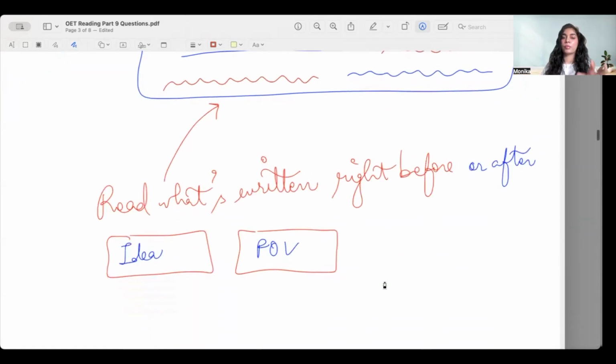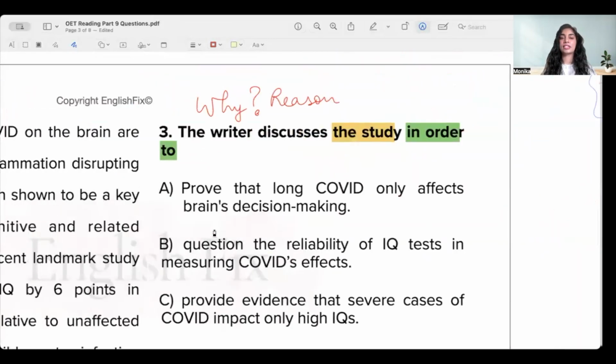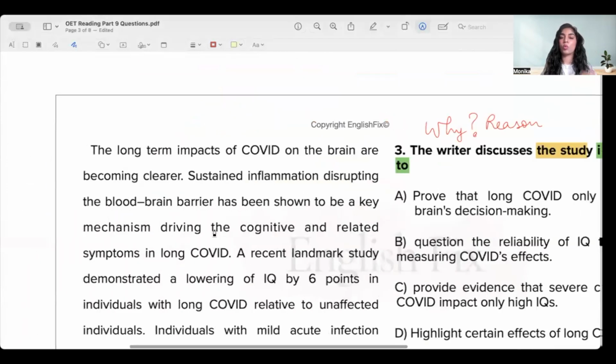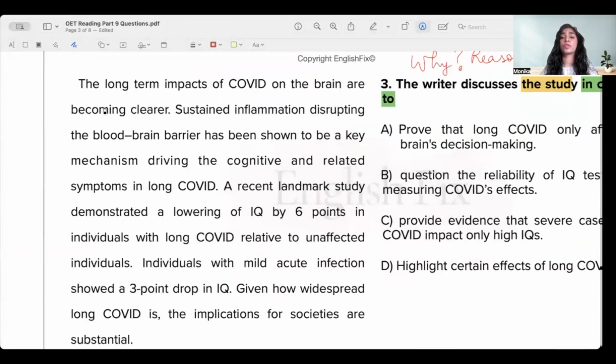Okay, so remember, the idea, the point of view, that's what you want to understand right before that study in the question that we are going to do just now. Let's see then. The writer discusses the study. Where is this study? And what do I get to know about it? Let's see here. The long-term impacts of COVID on the brain are becoming clearer, sustained inflammation, and so on. A recent landmark study.